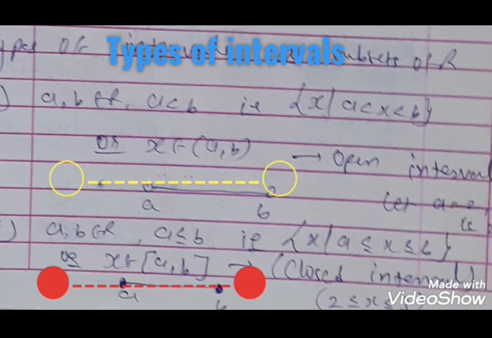Simultaneously, for real numbers A and B, A less than or equal to B, x such that A less than or equal to x less than or equal to B, that is x belongs to square bracket AB, which is known as the closed interval. In this interval the two extremities A and B are darkened by the red color, and the line is also darkened by the red color; the numbers between them are included.